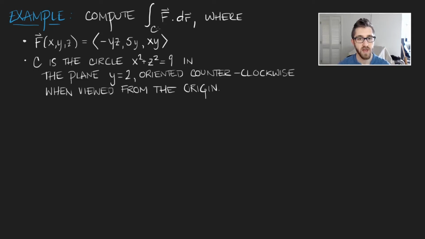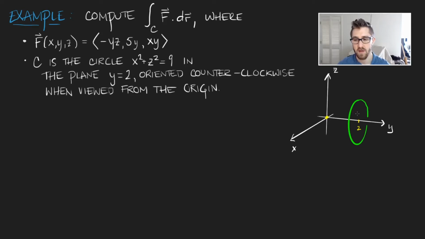Let's use Stokes' theorem to evaluate this line integral of the vector field negative yz, 5y, xy over a curve that is the circle of radius 3 in the plane y equals 2, and it's oriented counterclockwise when viewed from the origin. So the first thing we should do is draw a picture. So here's our circle of radius 3 in the plane y equals 2, and oriented counterclockwise when viewed from the origin means if we're standing here at the origin and looking at this circle, then it should be going counterclockwise. Well, okay, since in our picture the origin is sort of behind the circle, it means that from our point of view, the orientation will be clockwise.